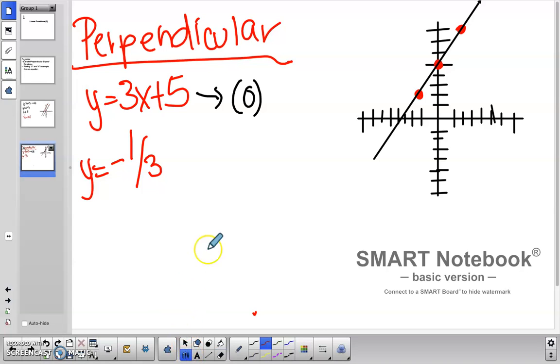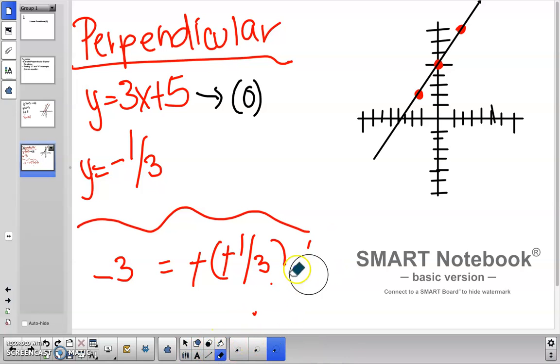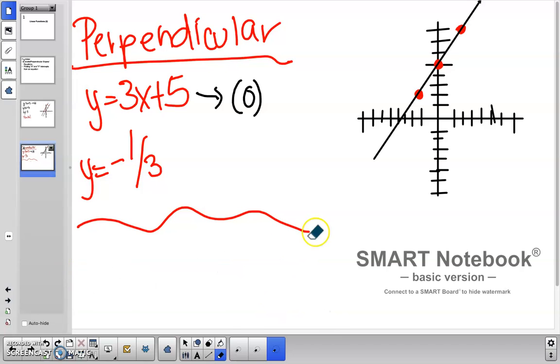If you had a negative slope, say if I had negative 3, this is not part of the example, but I'm going to show you what happens. If I had negative 3 as my slope, then it's going to be negative of negative 1/3, and these two negatives cancel out and you get positive. So if it's a negative slope, the slope of the perpendicular line will be positive because of the two negatives that cancel out. Alright, now let's continue.